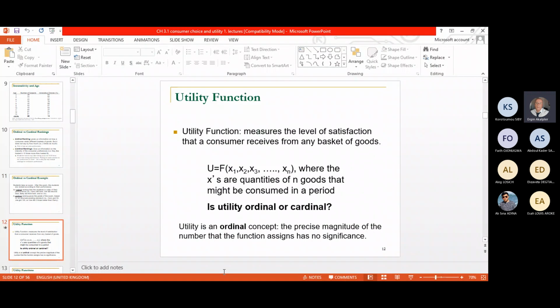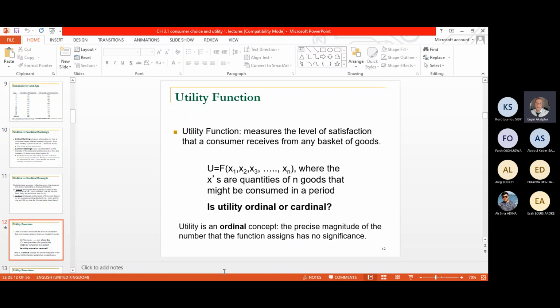When we are looking at the utility function, which is the most important part of the consumer preferences, it measures the level of satisfaction that a consumer receives from any basket of goods. And the function is represented as U equals a function of x1, x2, x3, up to xn, where the x's are the quantities of n goods that might be consumed in a period.